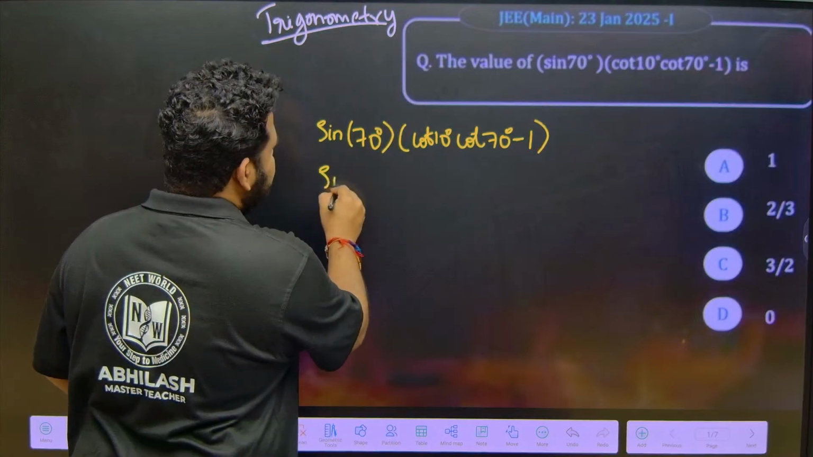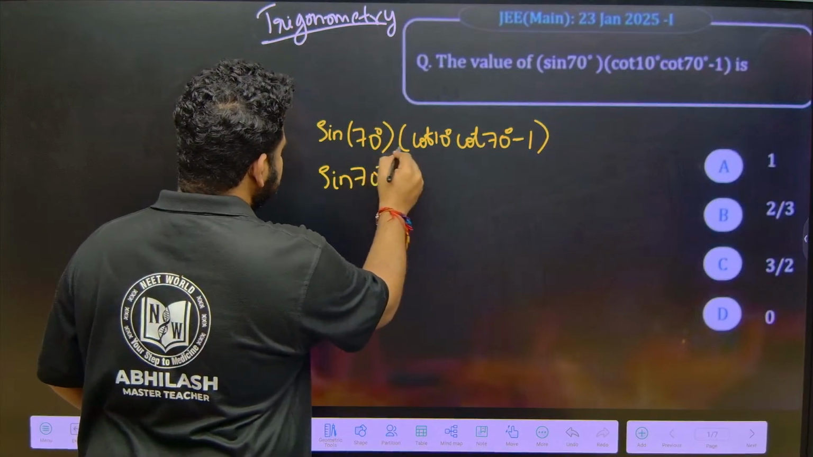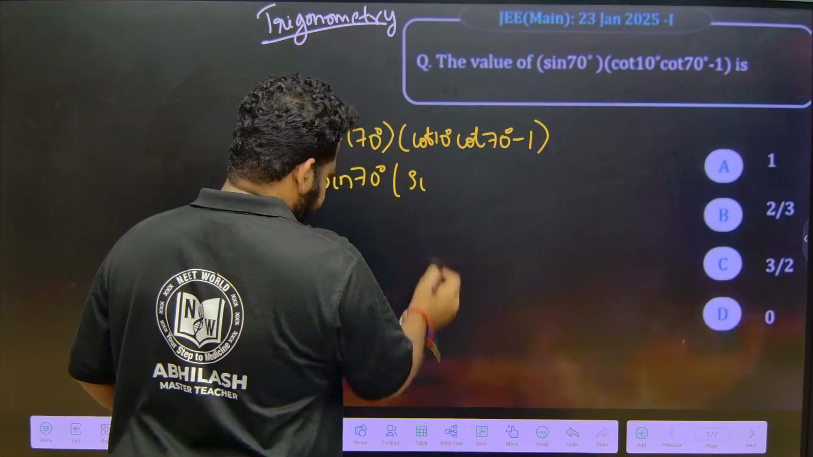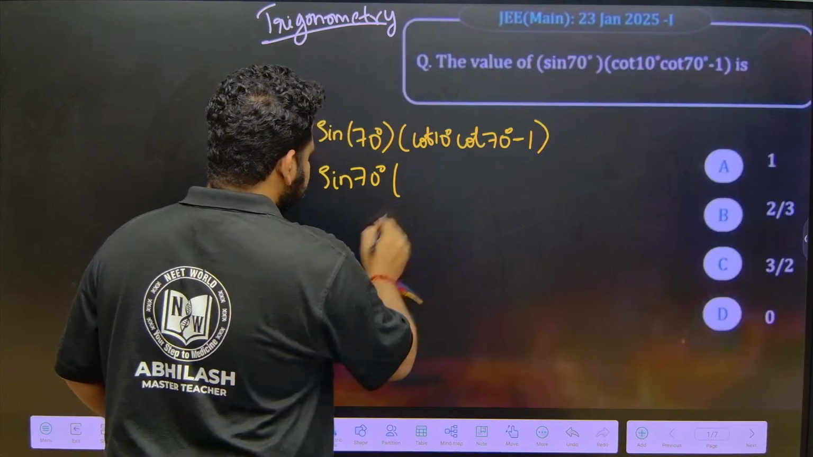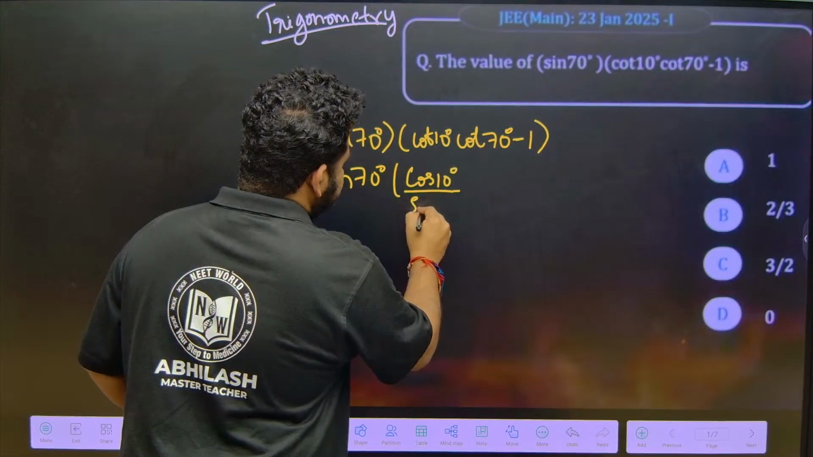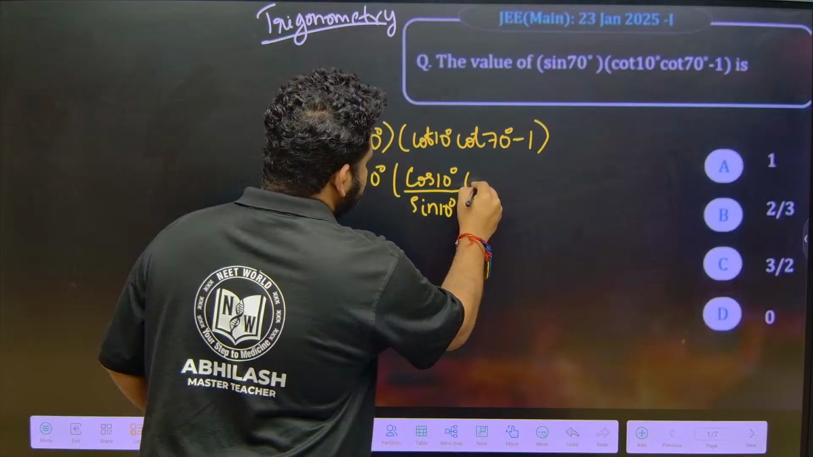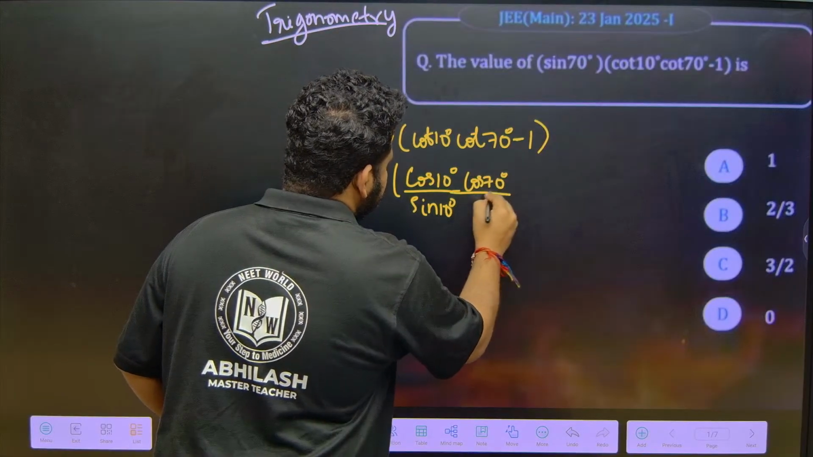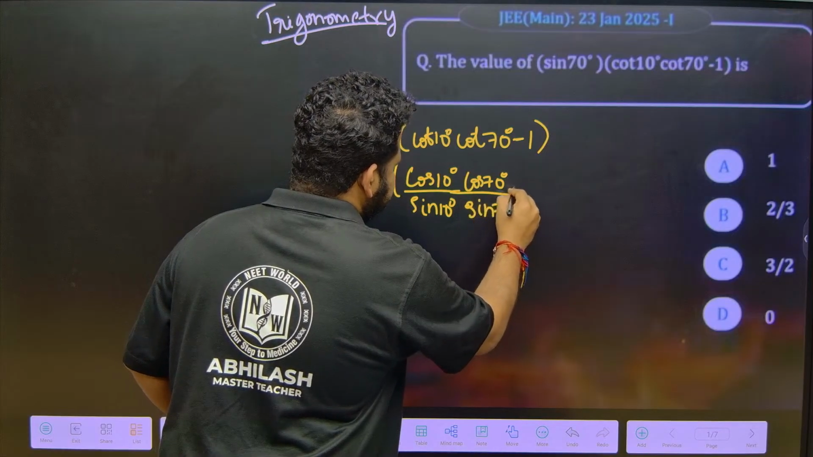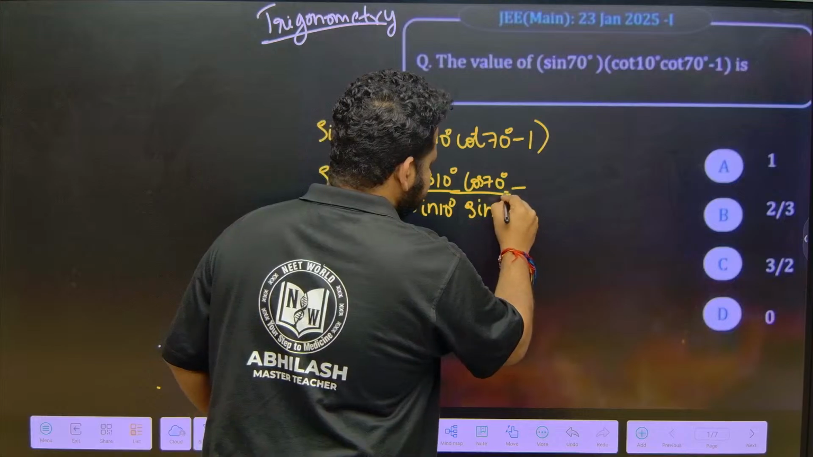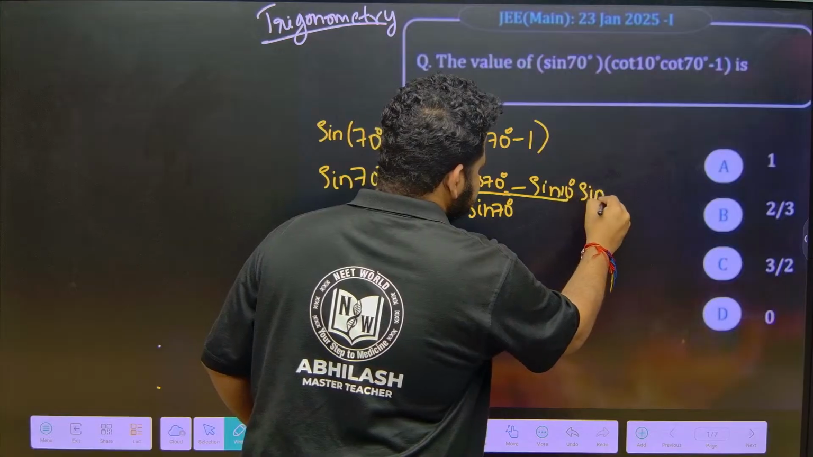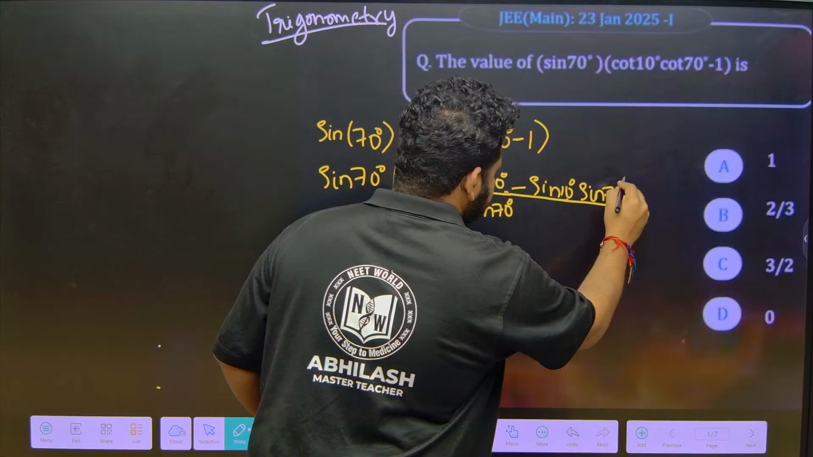How to convert cot 10 and cot 70 into sin and cos? I will write it as sin 70 into cos 10 by sin 10 into cos 70 by sin 70, minus 1. Taking the LCM, this will become sin 10 into sin 70 in the denominator. This is what we have.